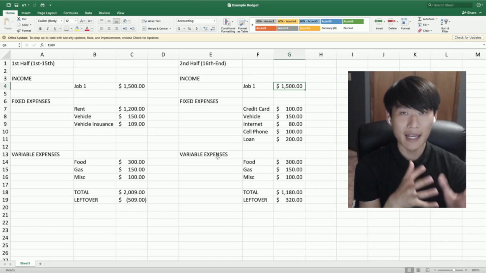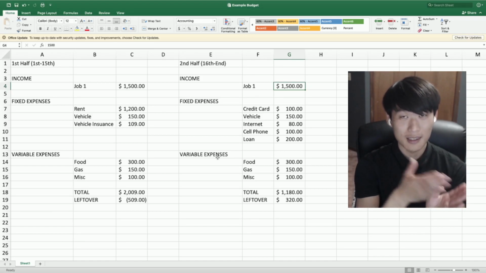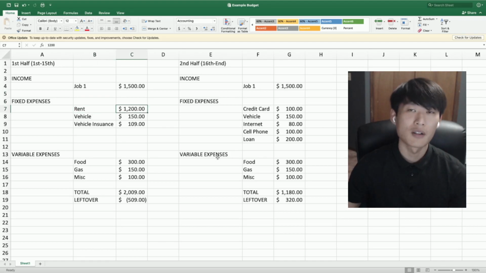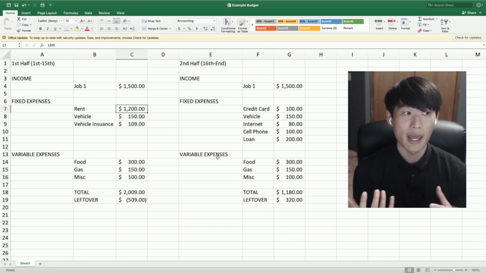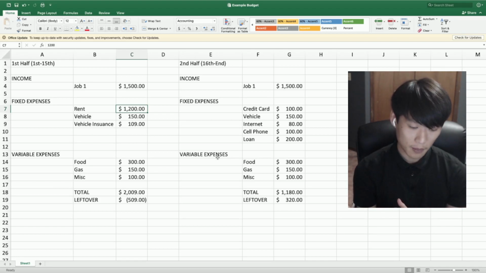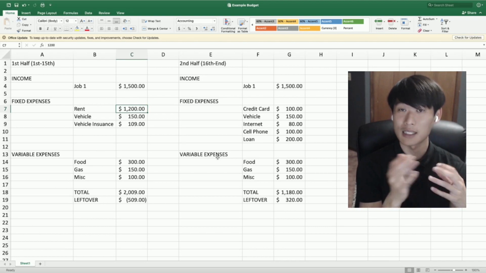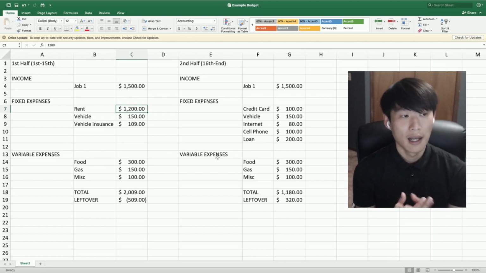The first half is any expenses that come up anywhere from the 1st to the 15th. So in this example, we have someone who rents, and their rent is $1,200, typically done on the 1st of the month. So I set it up in a way where I show them, okay, let's put your expenses. This rent is a fixed expense because it'll never change unless they increase it year after year. Let's put it at $1,200. So we put that there.